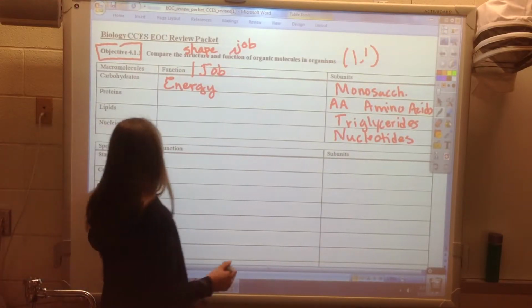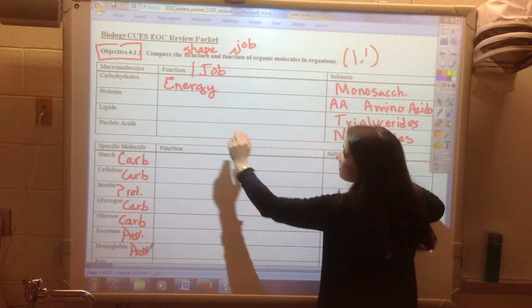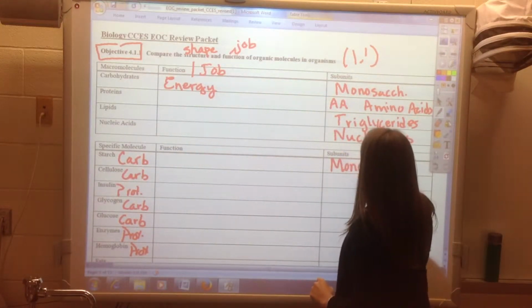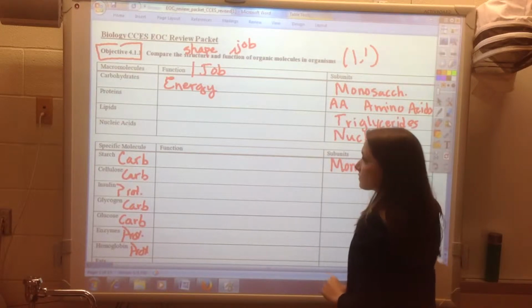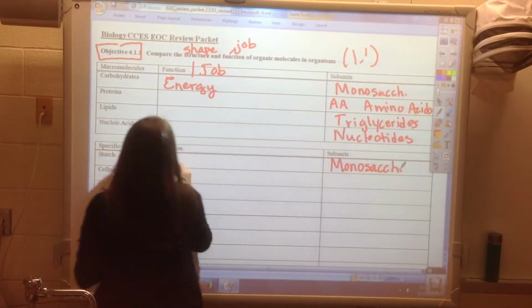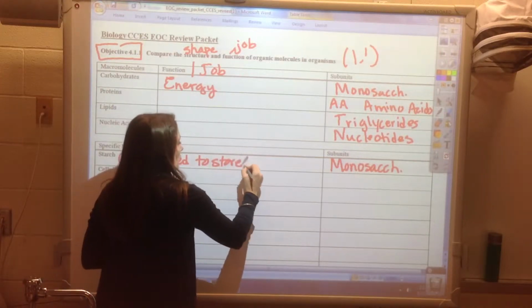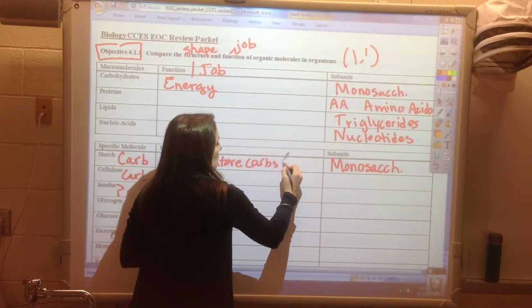And so, if it is a carb, that means that the subunit is a monosaccharide. Now, starch is actually used to store carbs in plants.